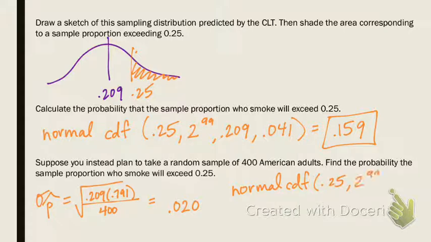0.25, 2 to the 99, 0.209, 0.020. What do you get for that? You get 0.020 for the normal CDF? Yeah. You got it for both? I couldn't try that again if I wanted to.